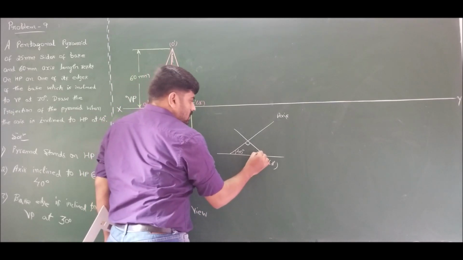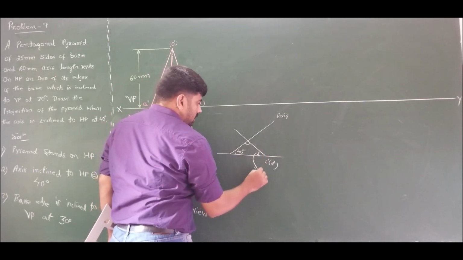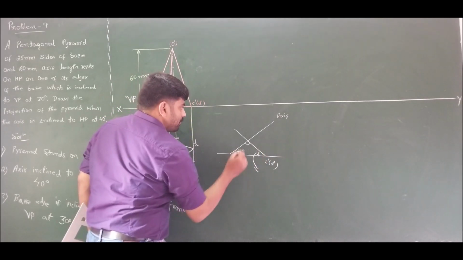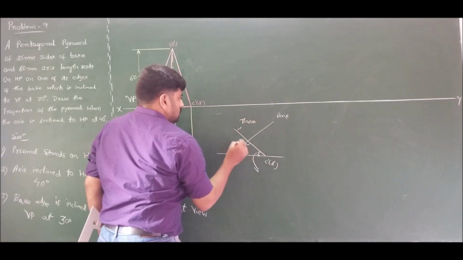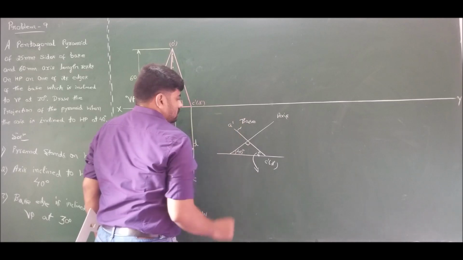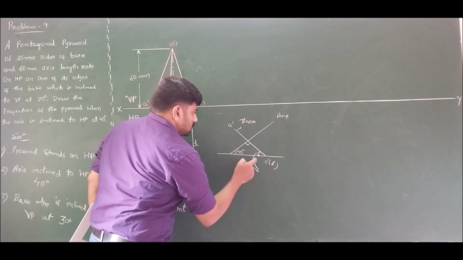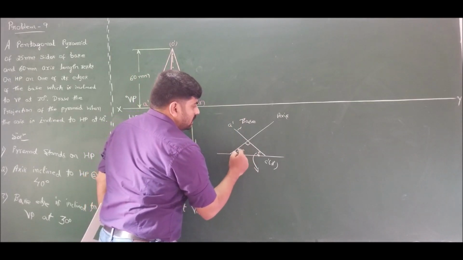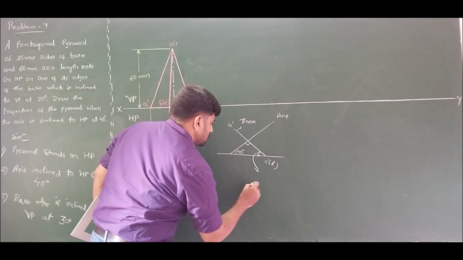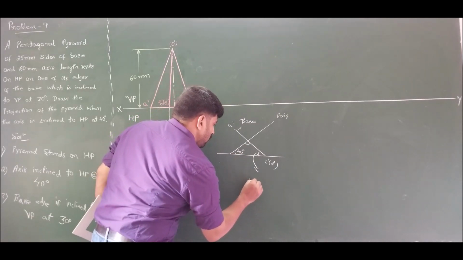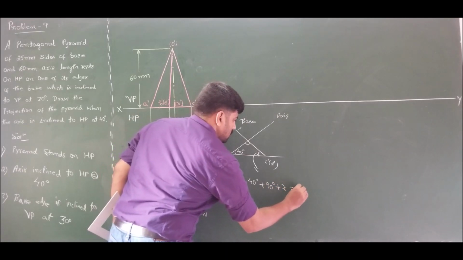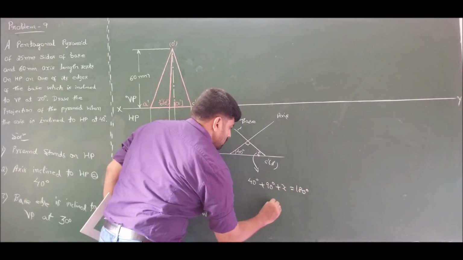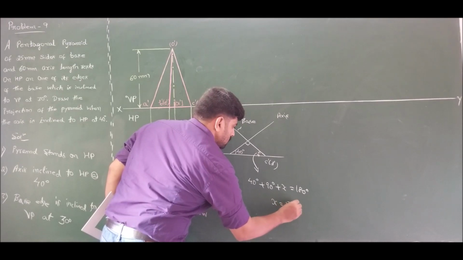So this angle is nothing but, so this is the base, we have A prime. The sum of all the angles of a triangle is 180 degrees. Therefore, 40 degrees plus 90 degrees plus x is equal to 180 degrees. So the value of x is 50 degrees.